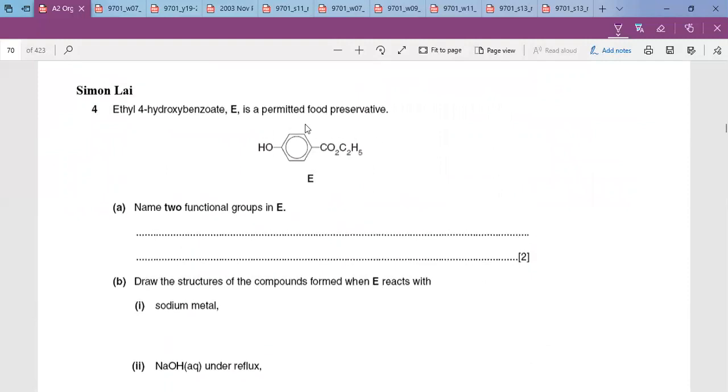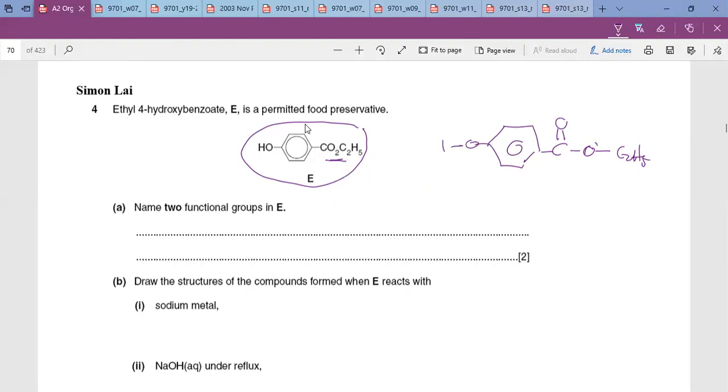Now, remember this compound here, E, right? They ask you what are the two functional groups of E. Of course, this one here, you need to know, what is this? O, make sure it's not O here, okay? C2H5, and with the ring here and an OH group. If you don't know, draw the whole thing out. So this is an ester group. Very important.